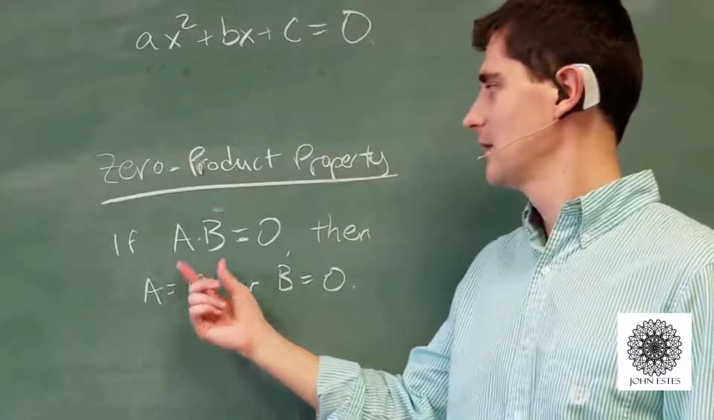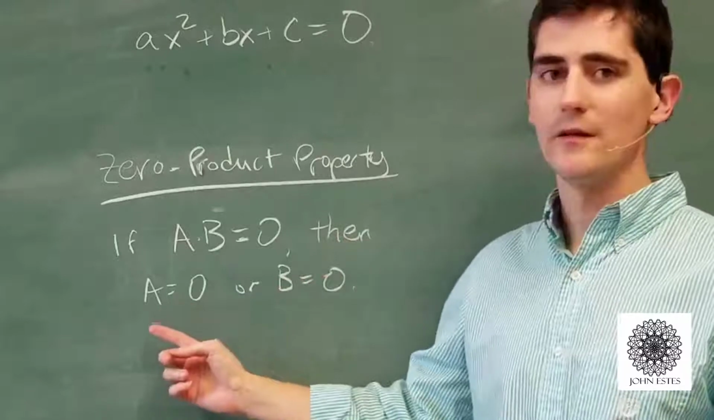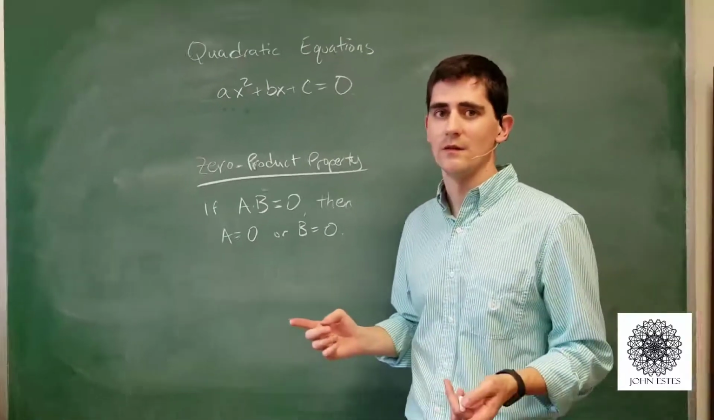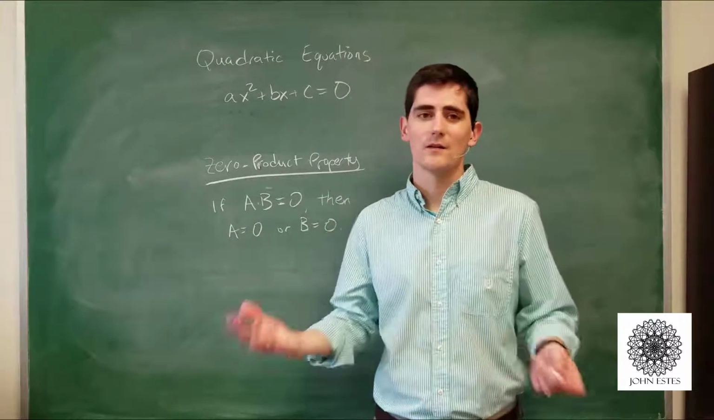If I can take two things, multiply them together, and get 0, then I know that, in this case, a and b, either a is 0 or b is 0. We call this the zero product property. If we didn't have this, then factoring wouldn't work.